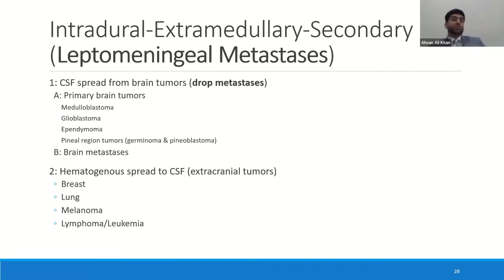So those were the primary tumors in this compartment, intradural and extramedullary. Now we are moving towards the secondary tumors of this compartment, and that's leptomeningeal metastasis. Leptomeningeal metastasis can occur through two mechanisms. One is CSF spread from brain tumors, which we call drop metastasis, or it can be due to hematogenous spread to the CSF, from extracranial tumors like breast, lung, melanoma, and lymphoma, leukemia. So these are some primary brain tumors. Even brain metastasis can also cause a drop metastasis.